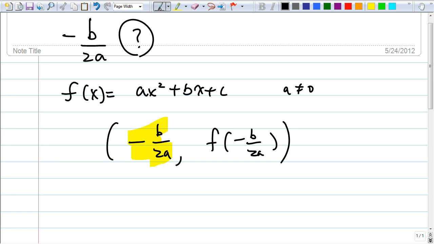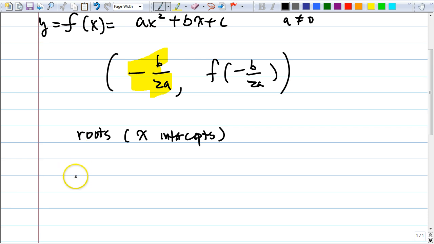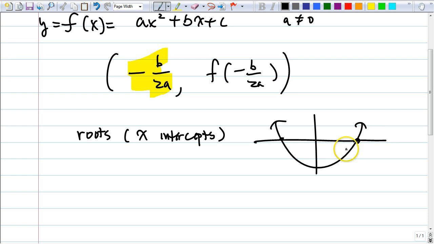coordinate of the vertex? Well, there's a nice way of thinking about this from what we learned before. Remember, when we had this quadratic equation, we knew our roots, which are your x-intercepts. What were the roots for this parabola? Roots are x-intercepts, right? Whenever we have a parabola, these are your roots. So what are the coordinates of these roots?